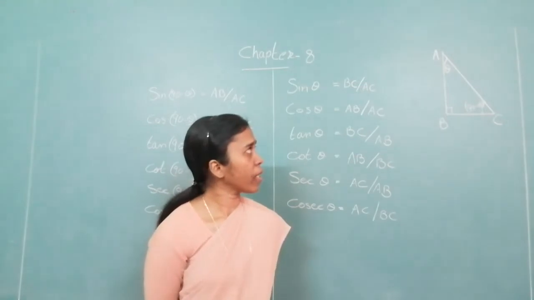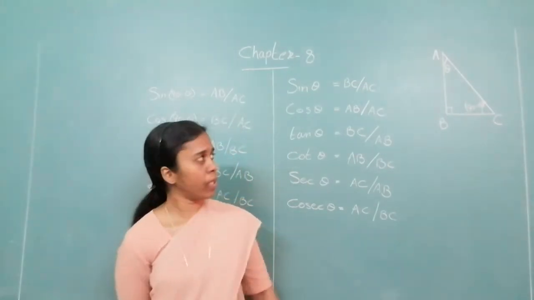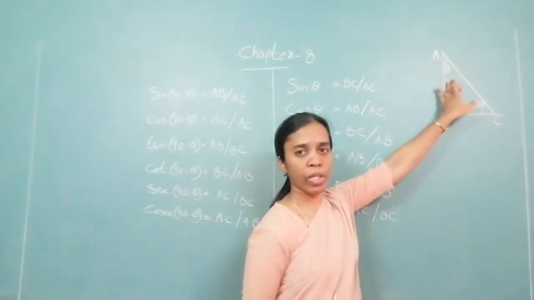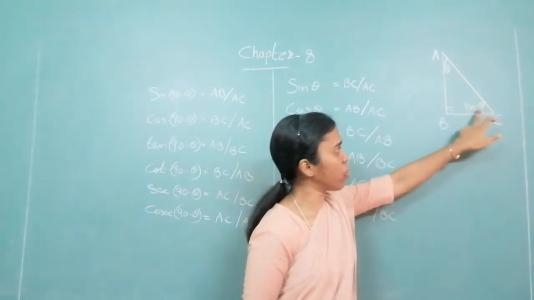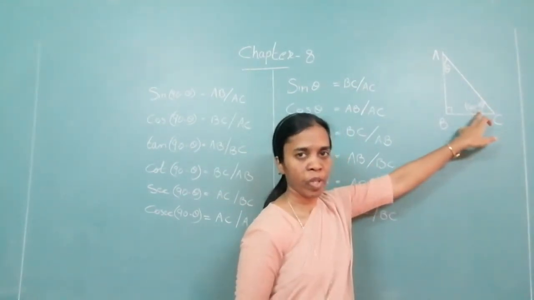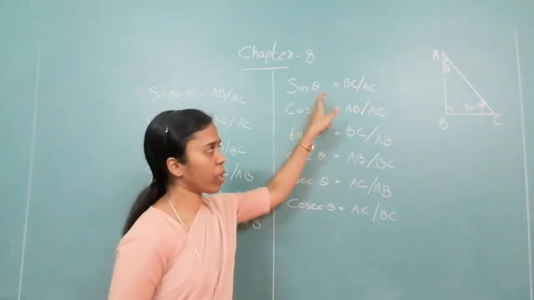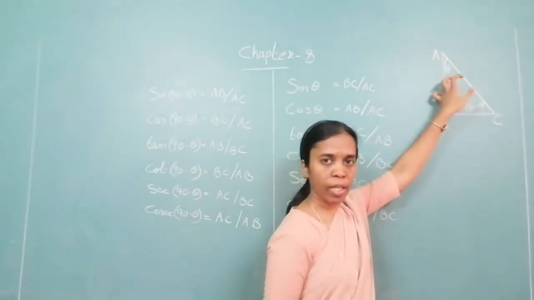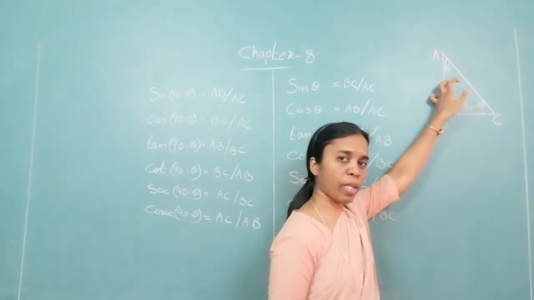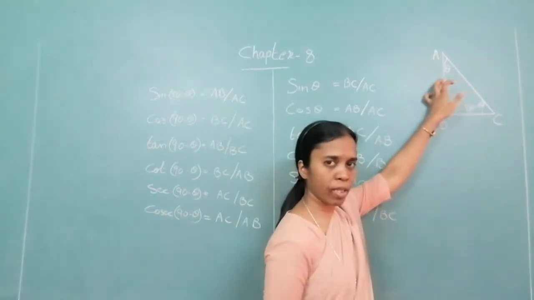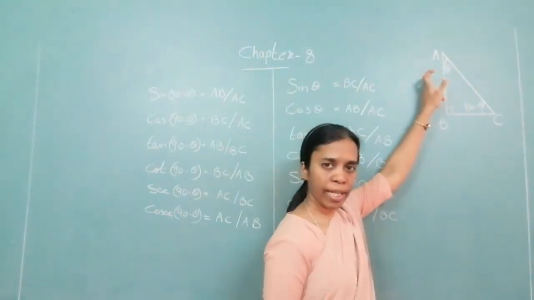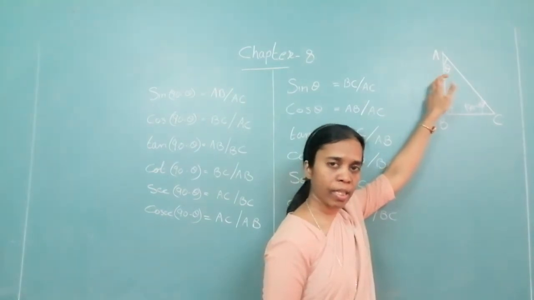Now I have a diagram, a right angle triangle. I have mentioned this measure as theta. Therefore this will be 90 minus theta. Now I have written the ratios. I am considering theta and writing all 6 trigonometric ratios for sine theta. I can say it as sine A also. Sine A and sine theta are the same.